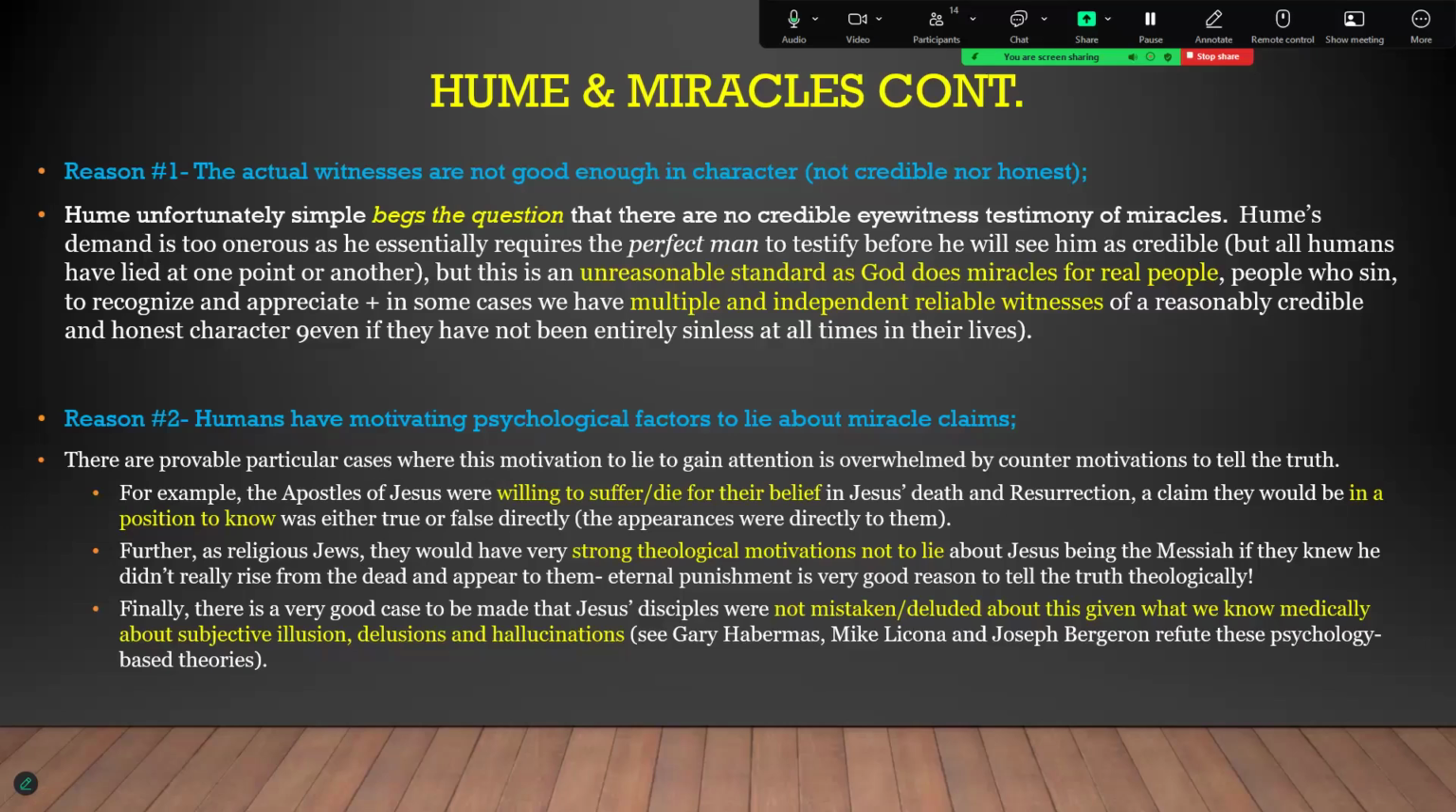Finally, there's a very good case to be made that the disciples of Jesus were not mistaken or deluded. Remember, we went over the various illusion, delusion, and hallucination hypotheses, and we found out that none of them really work in the case of the disciples. So you can't say that they're not credible because they were mistaken in some way either.